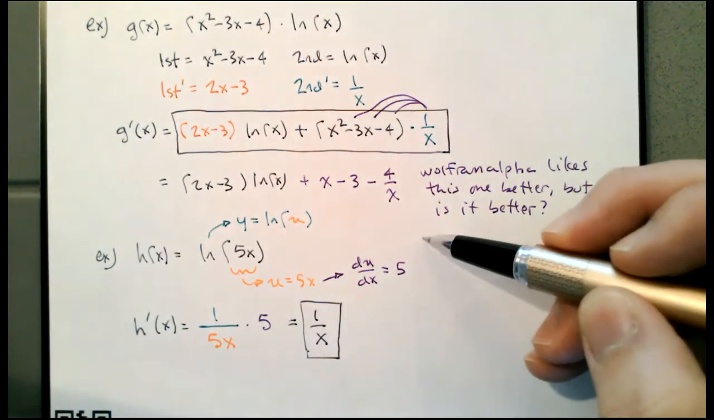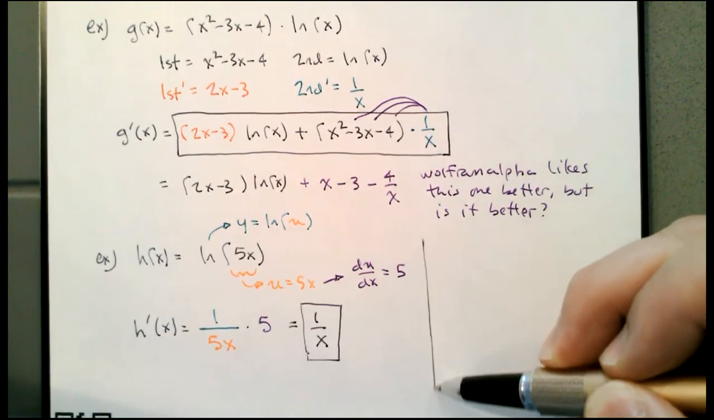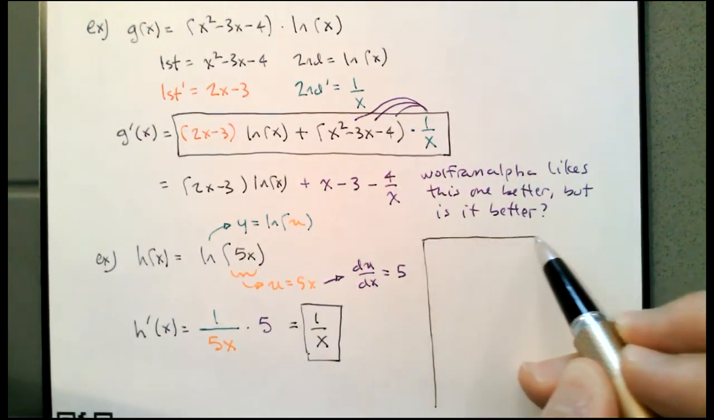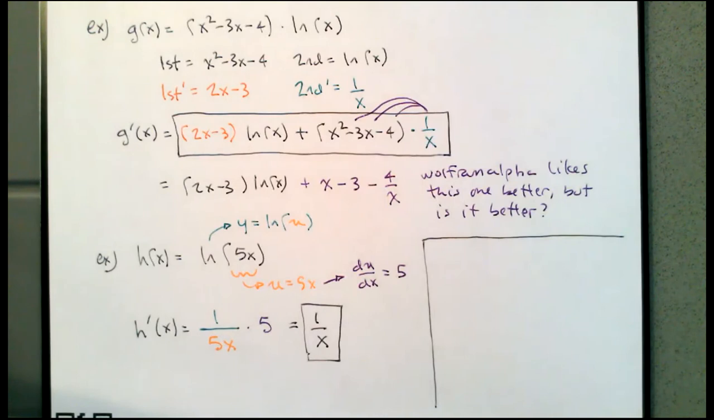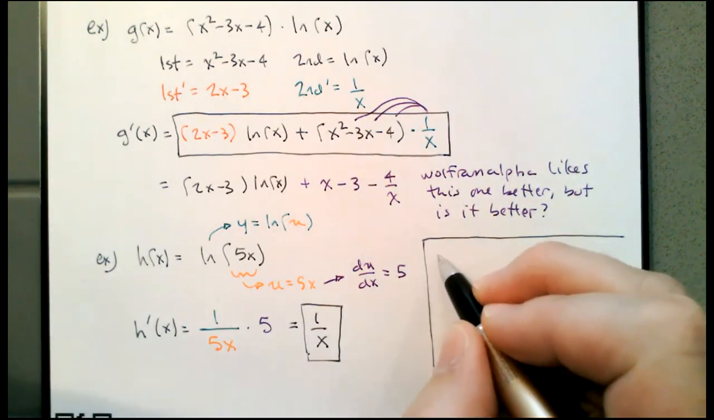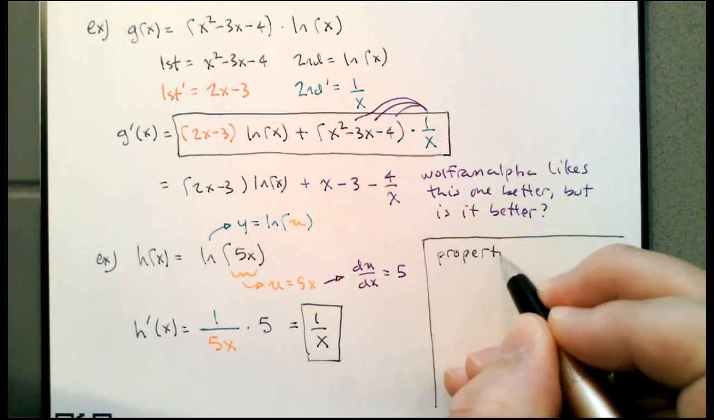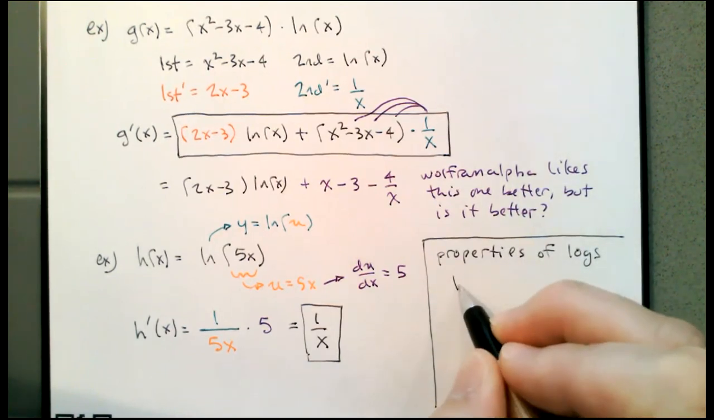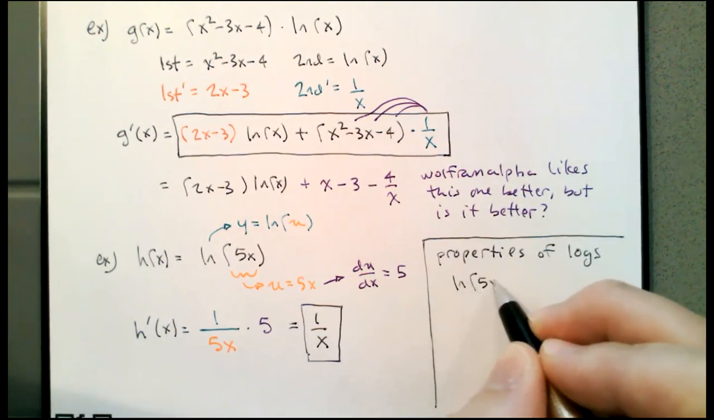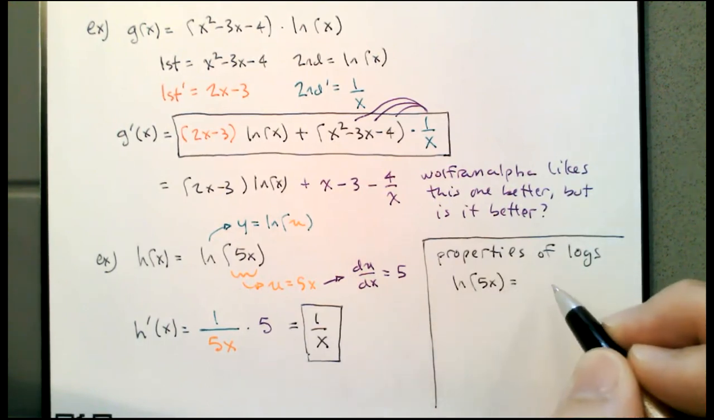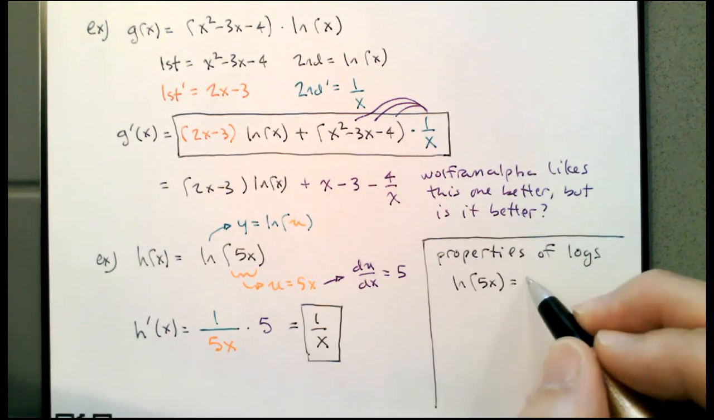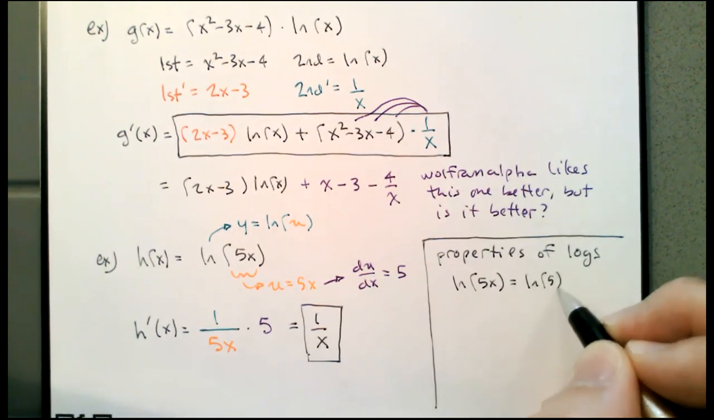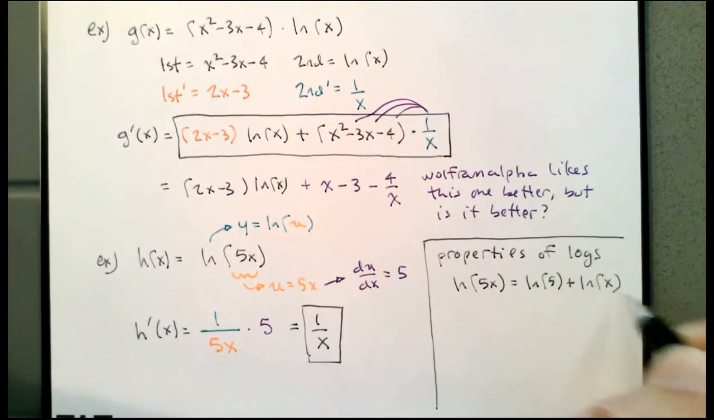So let's remind ourselves of some properties of logarithms, so we don't look at this and say these two different functions should not have the same derivative. If we remember our properties of logarithms, the natural log of a product is the sum of the natural logs of the factors. This is equal to the natural log of 5 plus the natural log of x.